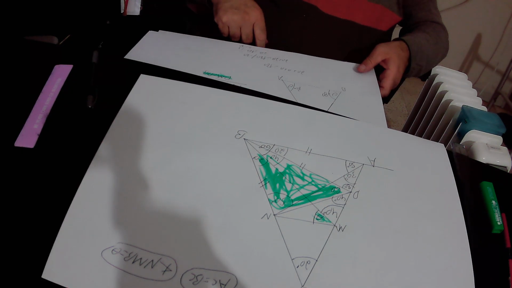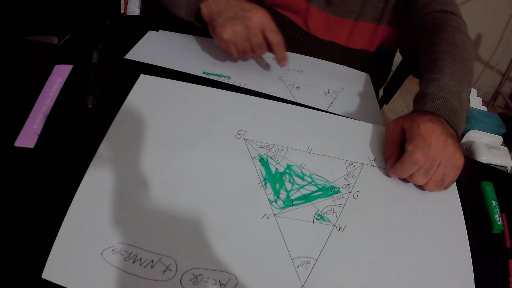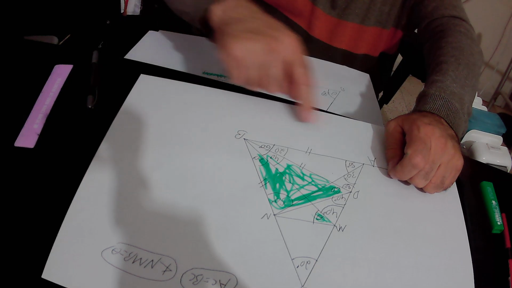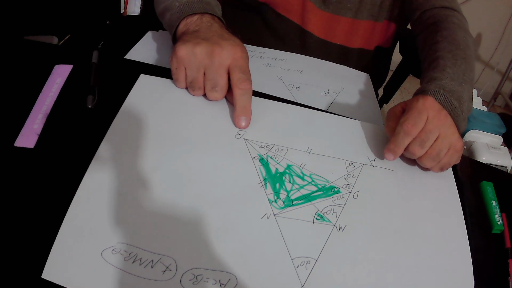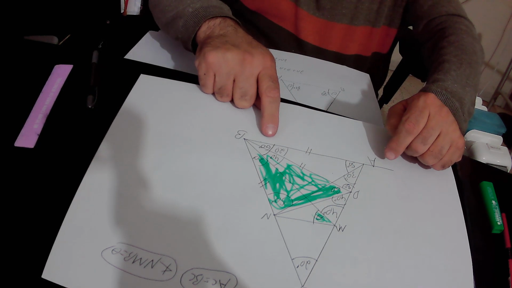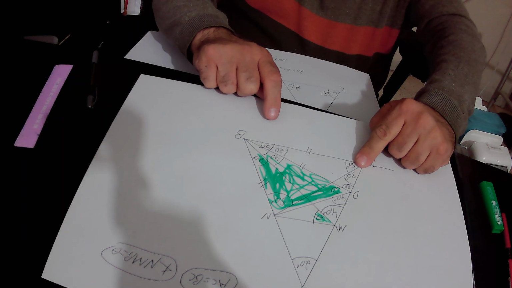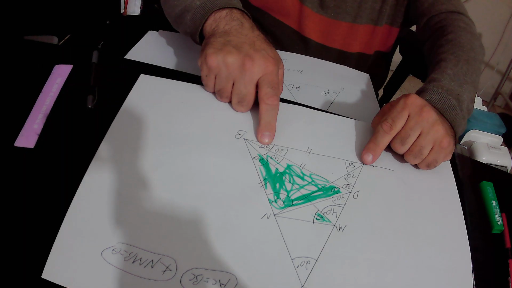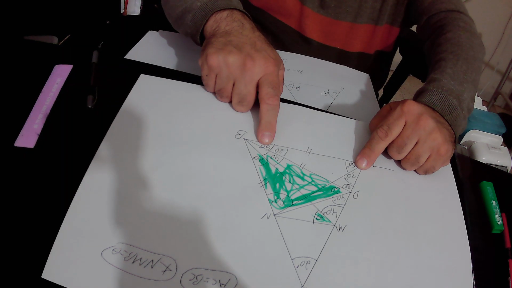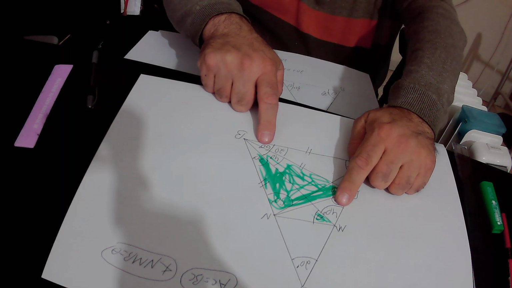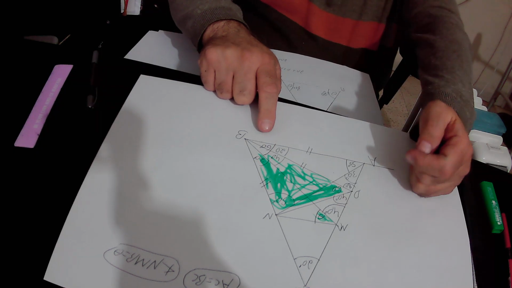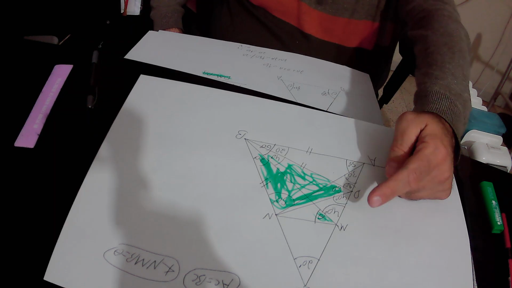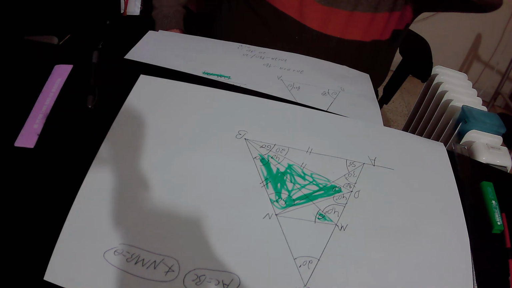Then we focus on triangle AMB. In this triangle, this angle equals 80 degrees. This angle equals 60 degrees. 60 degrees plus 80 degrees is 140 degrees. Therefore, the missing angle must be equal to 40 degrees in order to complete the sum of the angles in triangle AMB to 180 degrees. This angle equals 40 degrees. Okay.